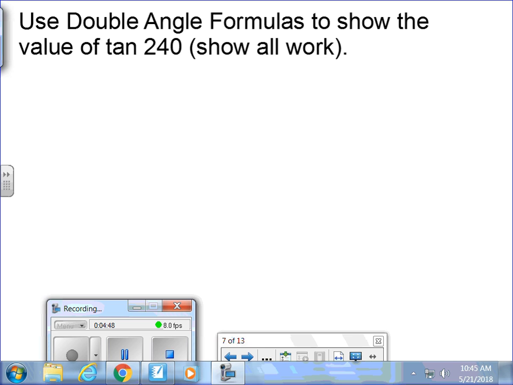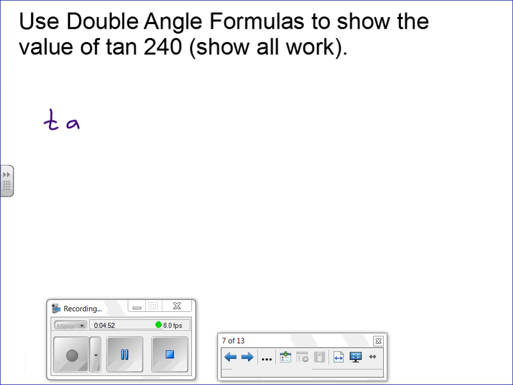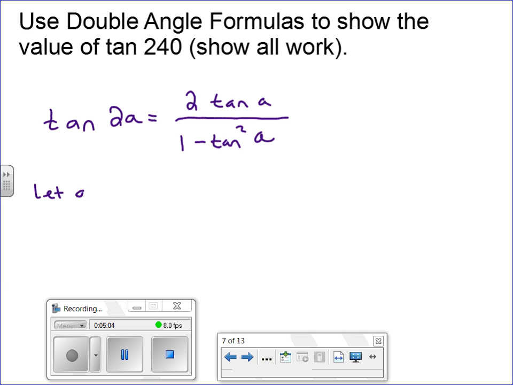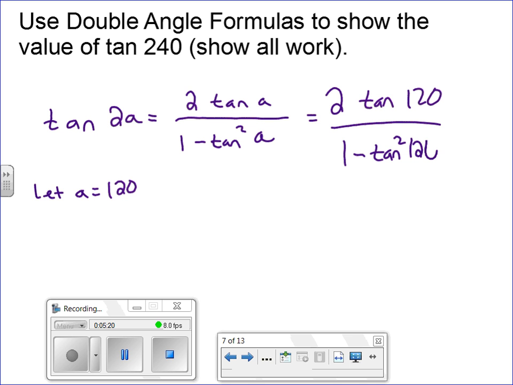All right, this time we get to try a tangent one. There is actually only one choice for a tangent double angle formula. It is 2 times tangent of A over 1 minus tangent squared of A. Can you guys tell me what my A value is going to be? 120 again. So everywhere we see an A, we'll put a 120 in place. So 2 times tangent of 120 over 1 minus tangent squared of 120.